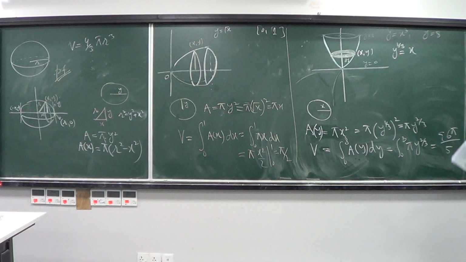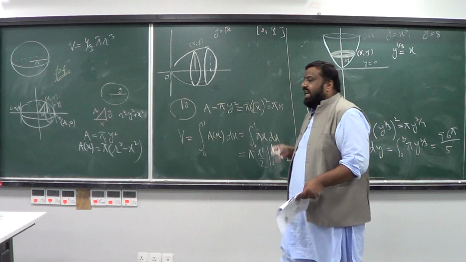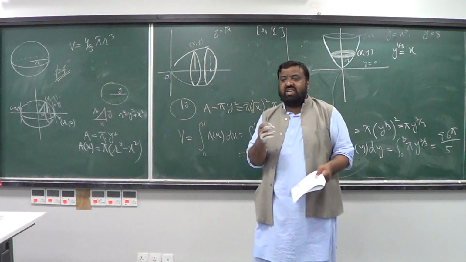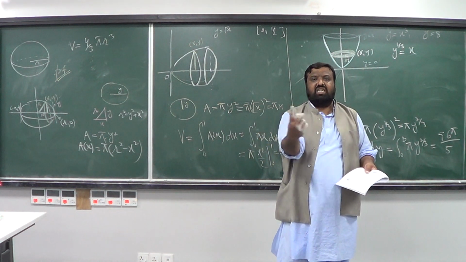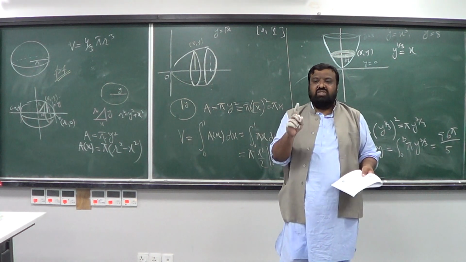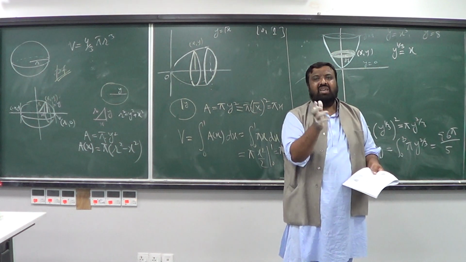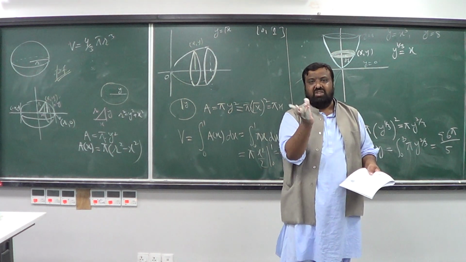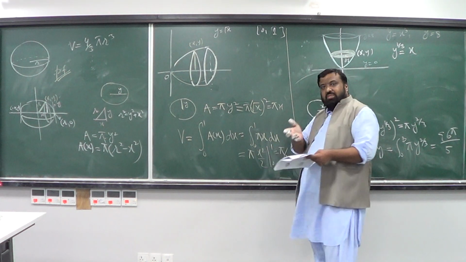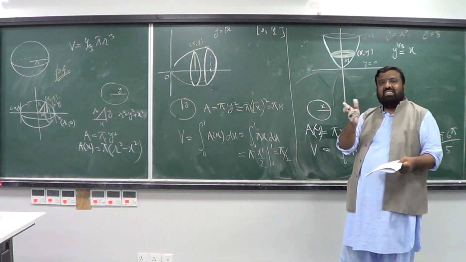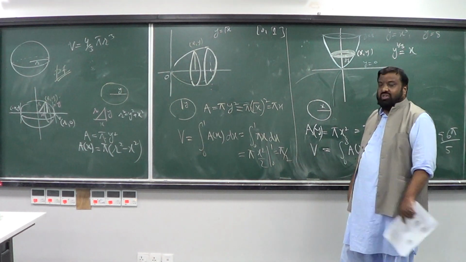Why am I calling it a solid of revolution? It's like you take a curve and rotate it. It is going to span a volume, it is going to create a volume, and that volume is the result of a revolution. Therefore you call it a solid of revolution.